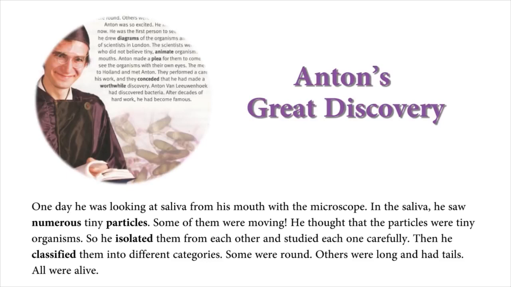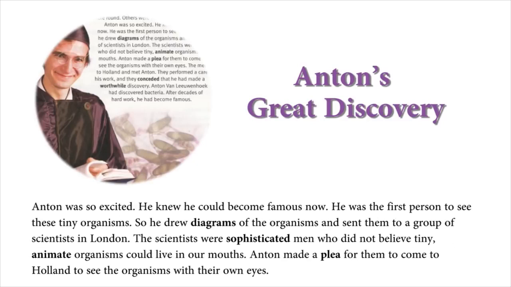So he isolated them from each other and studied each one carefully. Then he classified them into different categories. Some were round, others were long and had tails. All were alive. Anton was so excited. He knew he could become famous now. He was the first person to see these tiny organisms.